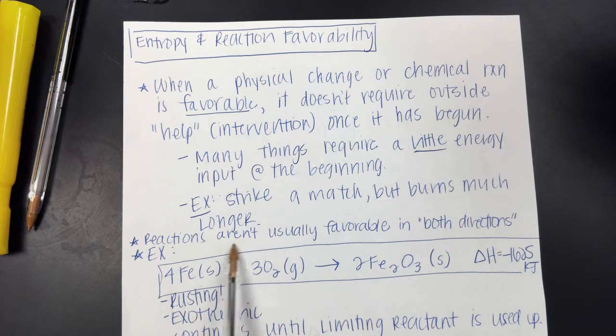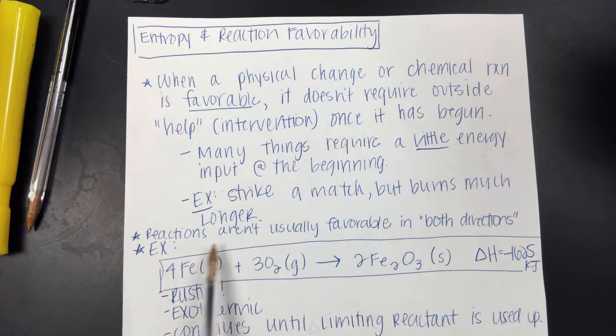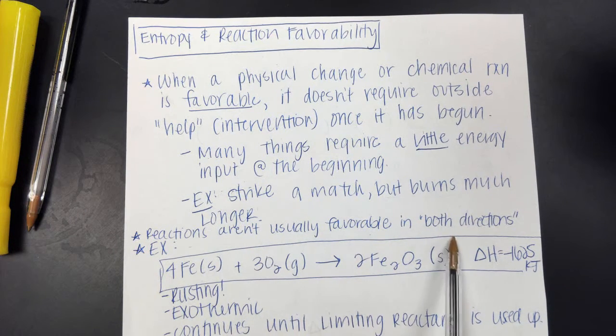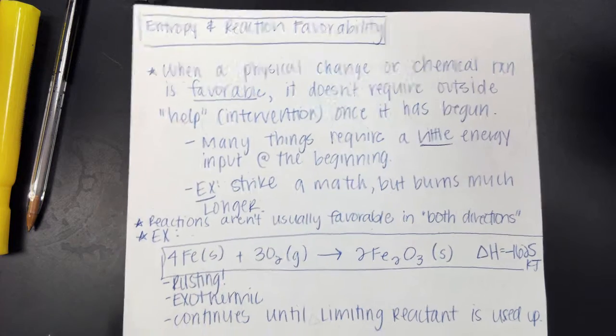Reactions usually aren't favorable in both directions. Almost all chemical reactions can go one way and then back the other, in opposite directions, but usually only one direction is favorable.